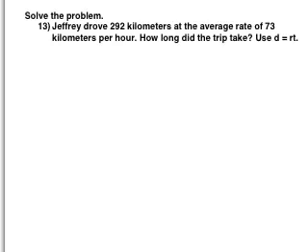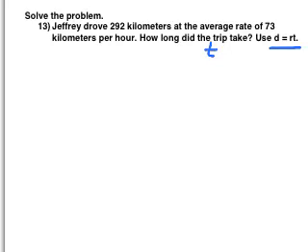Just be logical. You translate what is in the words into an algebraic equation, and then you figure it out. In this case, they gave us the formula. Jeffrey drove 292 kilometers at the average rate of 73 kilometers per hour. How long did the trip take? So this we just plug in. d equals distance, r is the rate or speed, and t is the time. It says how long did the trip take, so we're looking for t, right?